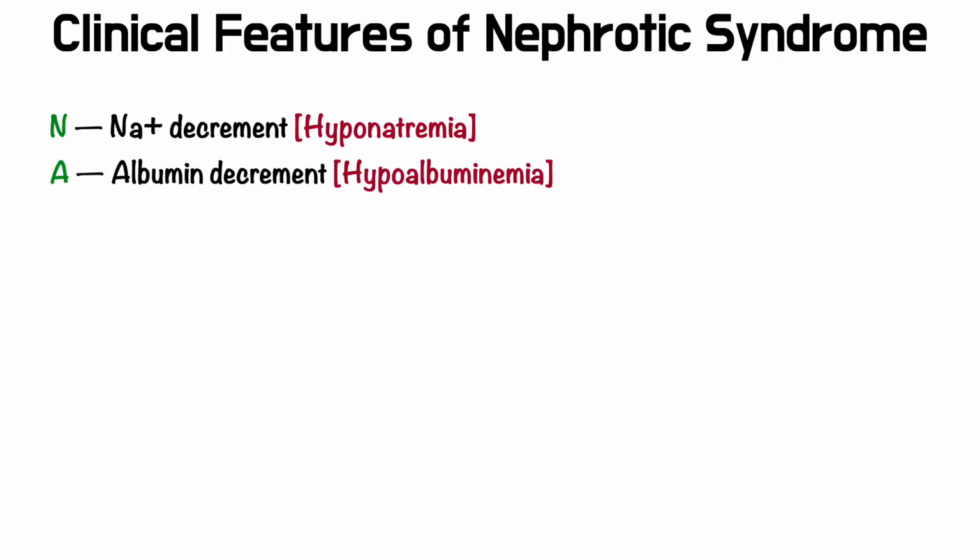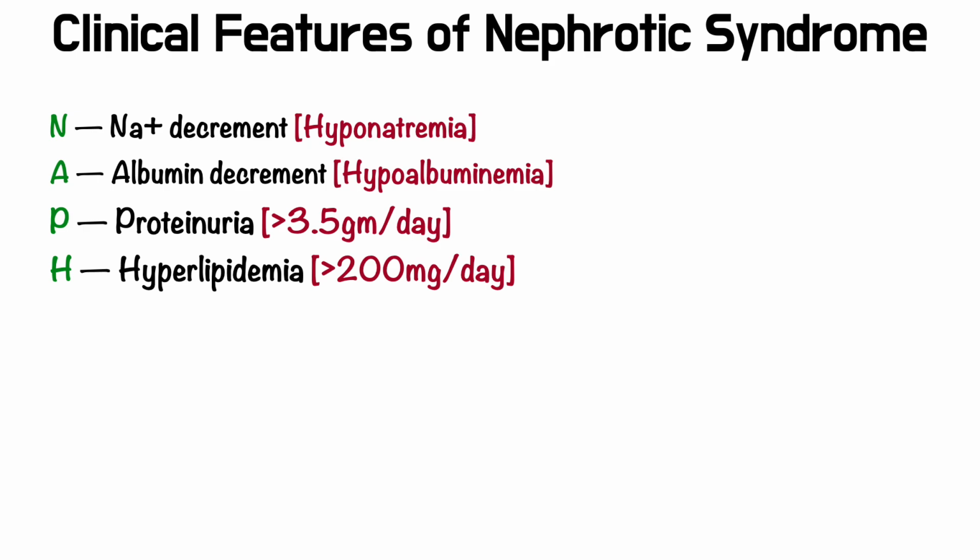So talking about clinical features in detail, you can remember with a mnemonic, that is NAPHROTIC, right? The N is sodium decrement, that is hyponatremia, that is false hyponatremia, that is dilutional hyponatremia. There will be increase in water volume or plasma volume, that will lead to the decrease in concentration of sodium, that is how dilutional hyponatremia will occur. The A is albumin decrement, that is hypoalbuminemia, and P is proteinuria, that is greater than 3.5 gram per day. H is hyperlipidemia, that is greater than 200 mg per day, and R is renal vein thrombosis.